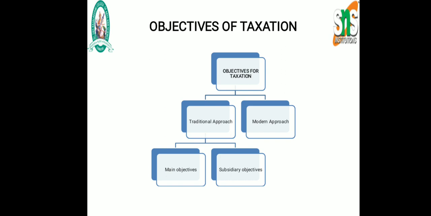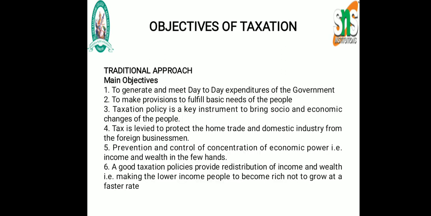Next, objectives of taxation. The objectives are divided into two categories: one is the traditional approach, another is the modern approach. Under the traditional approach, we divide into main objectives and subsidiary objectives. The main objectives are to generate revenue to meet the day-to-day expenditure of the government, and to make provisions to fulfill the basic needs of the people. Taxation policy is a key instrument to bring socio-economic changes for people. Tax is levied to protect home trade and domestic industry from foreign investment.